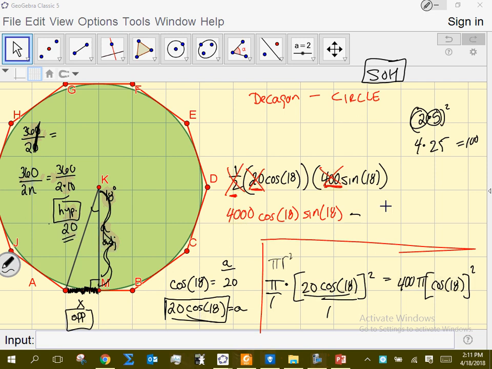So I'm subtracting 400 pi cosine of 18 squared. Again, did you do this for your homework? Probably not in this format, right? You probably found 20 cosine 18, hit enter on your calculator. That gave you your apothem as a decimal. You rounded it to something. Then you plugged that into your formulas, right? By all means, that's fine.